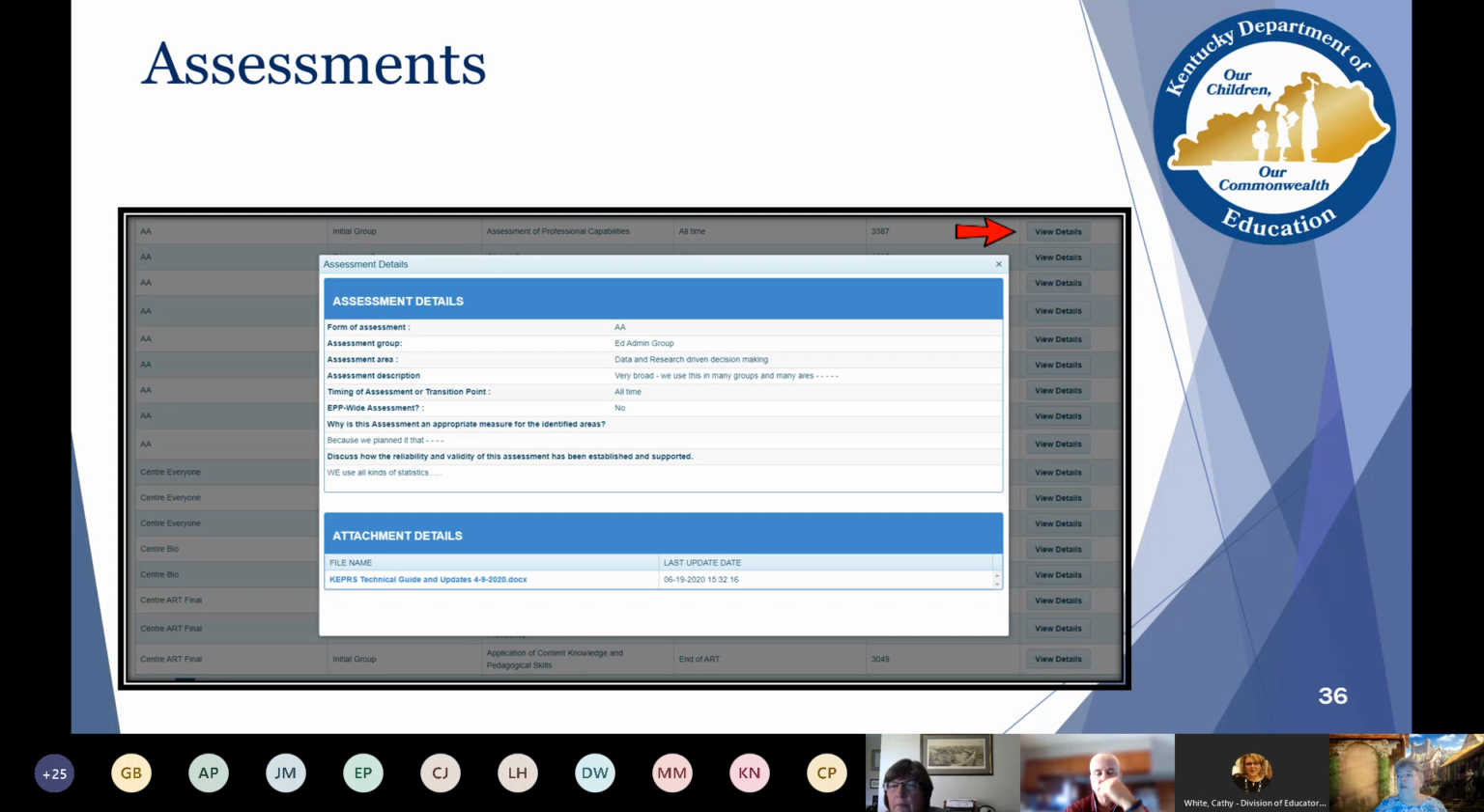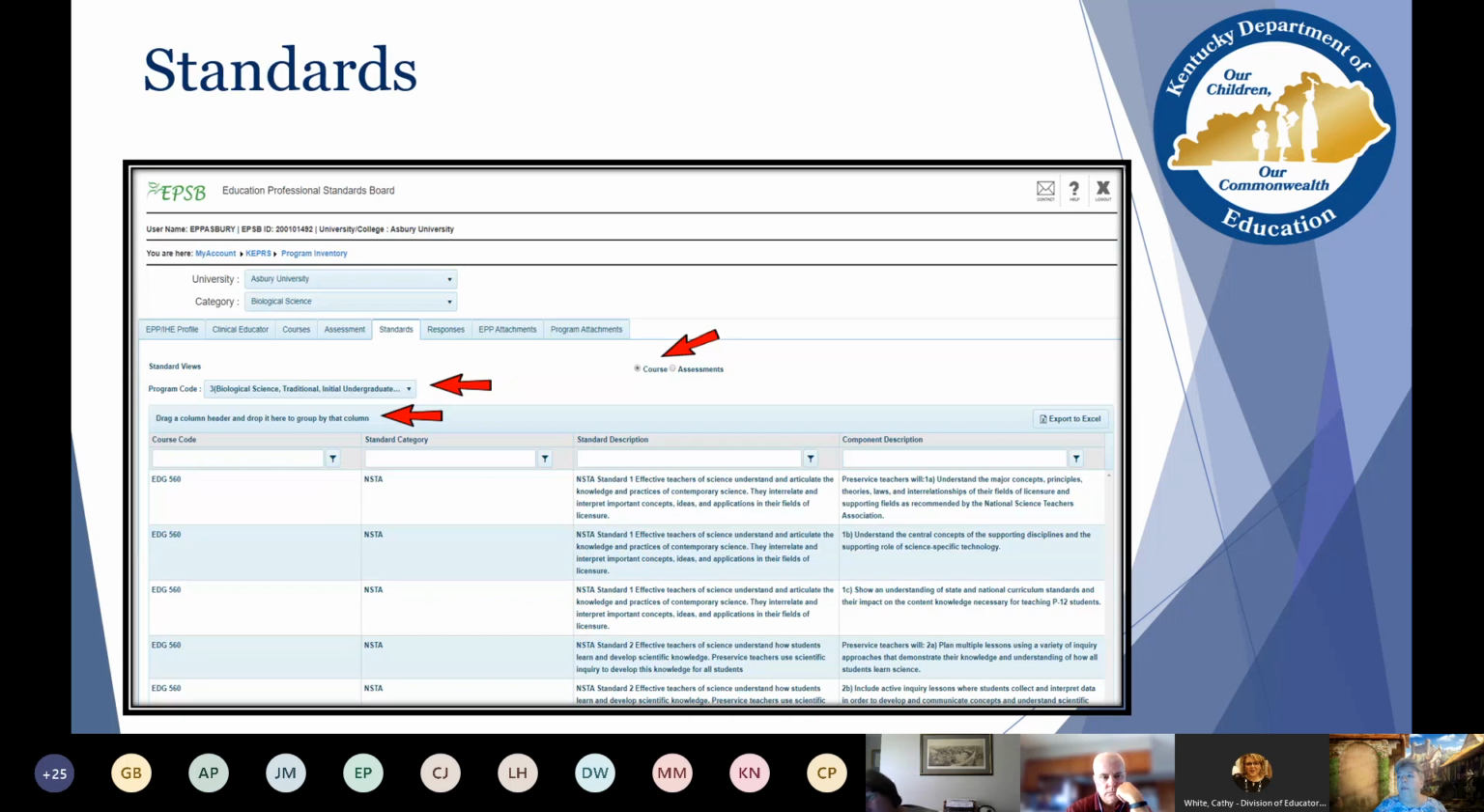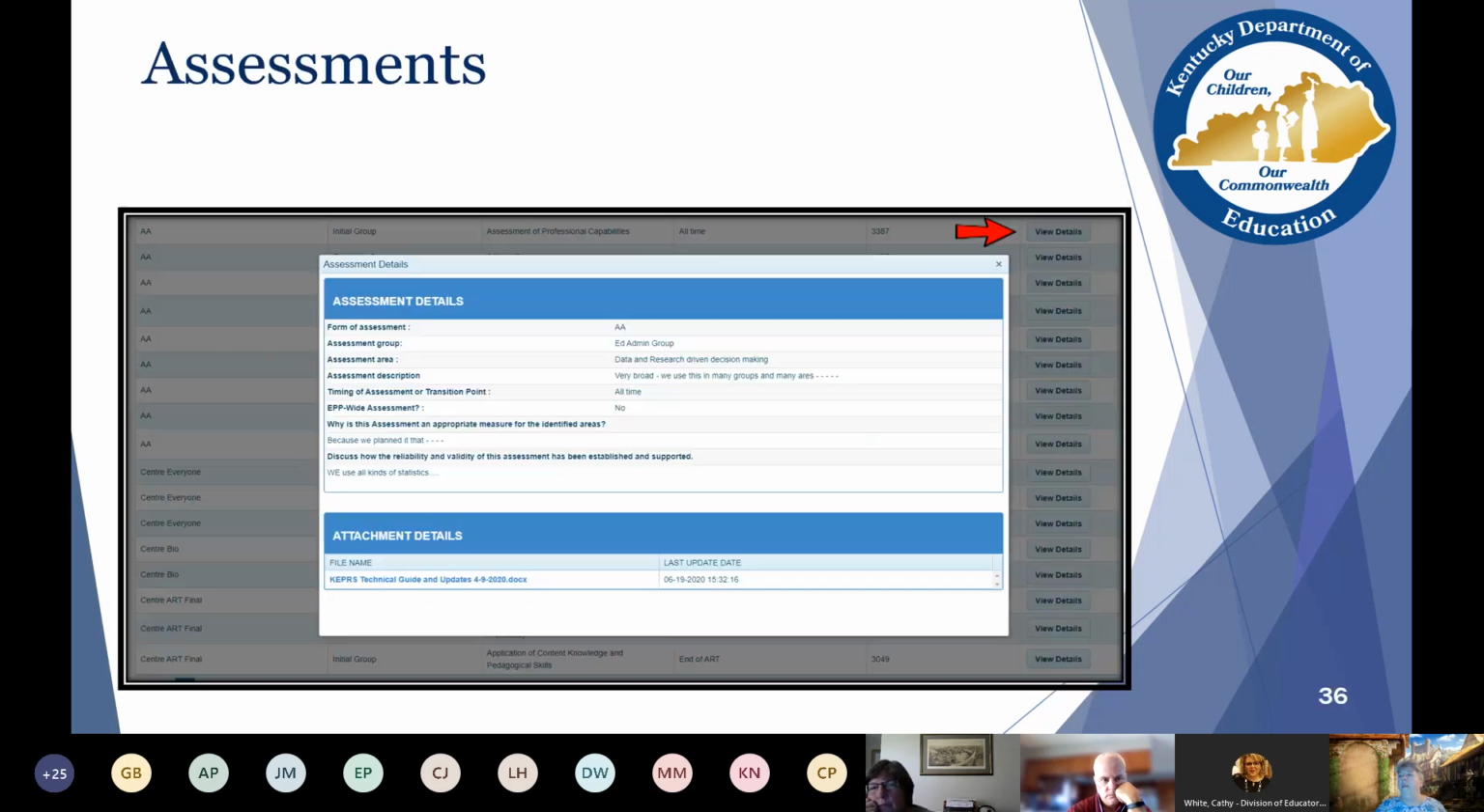The next slide shows a picture of what you see when you click on that View Details.